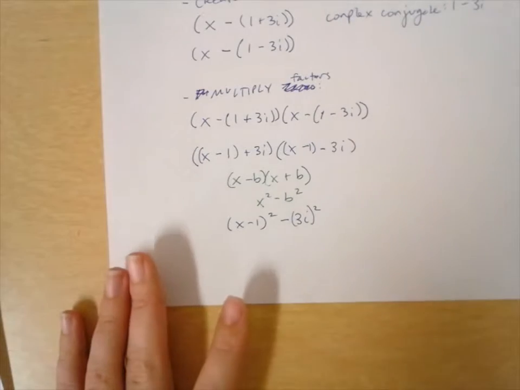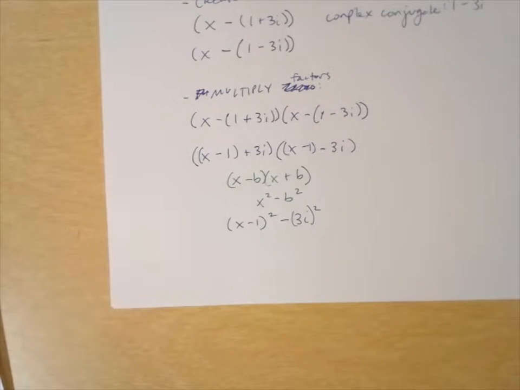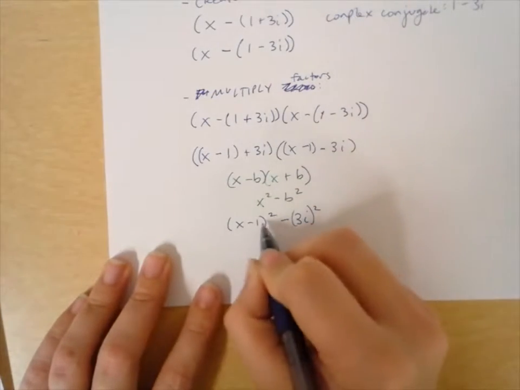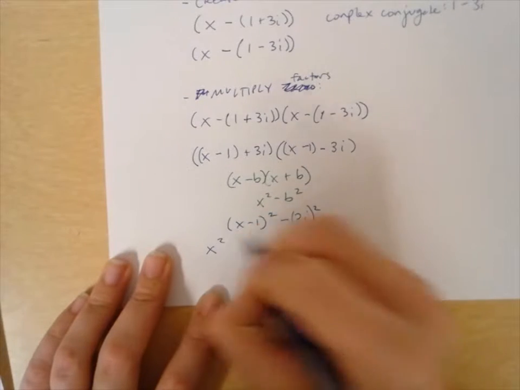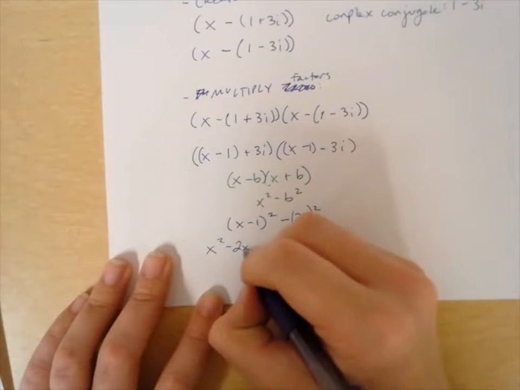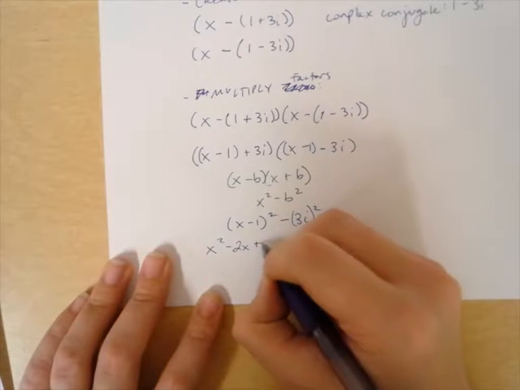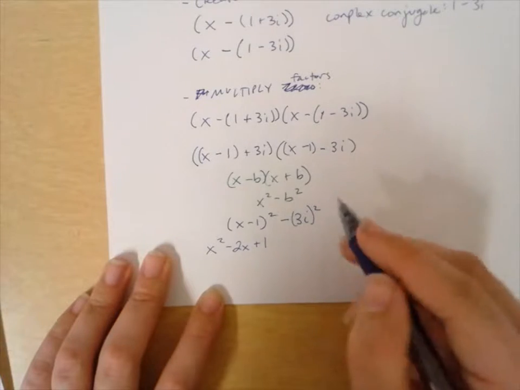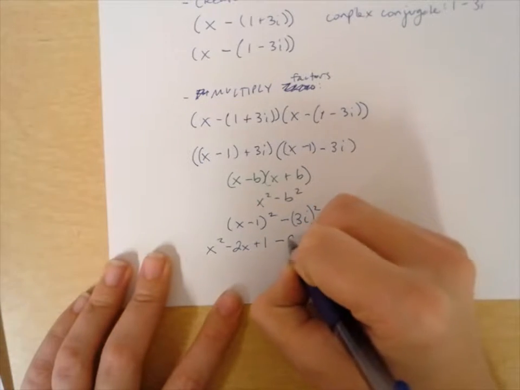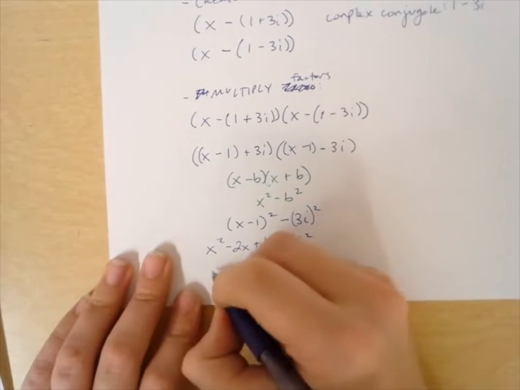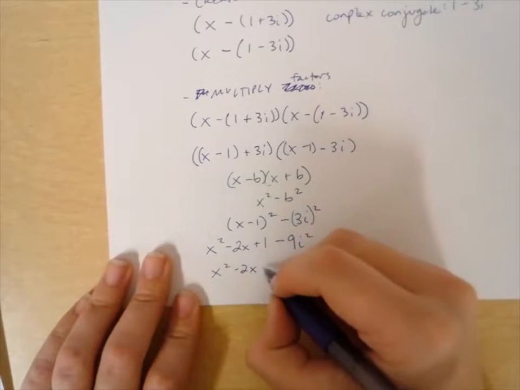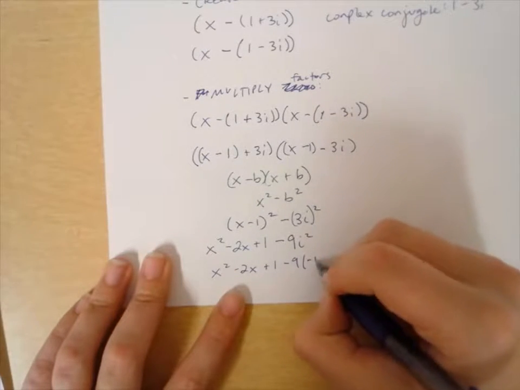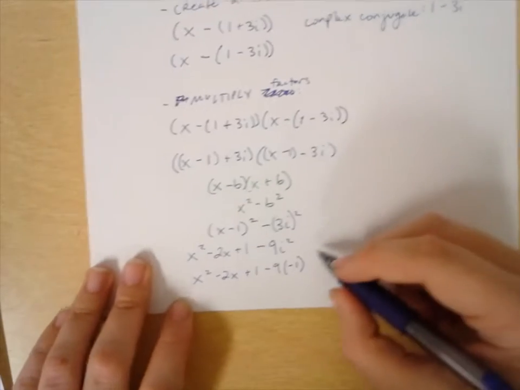When I start to simplify, I get another identity: x minus 1 squared comes out to be x squared minus 2x plus 1. And then I have minus (3i) squared, so I'm going to have minus 9i squared, or x squared minus 2x plus 1 times, with negative 9 times negative 1. I simplify some more.